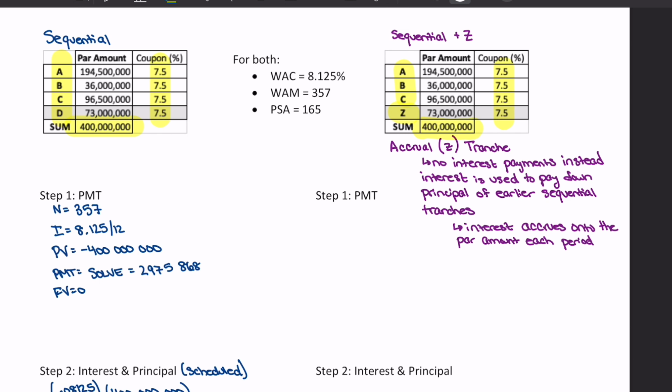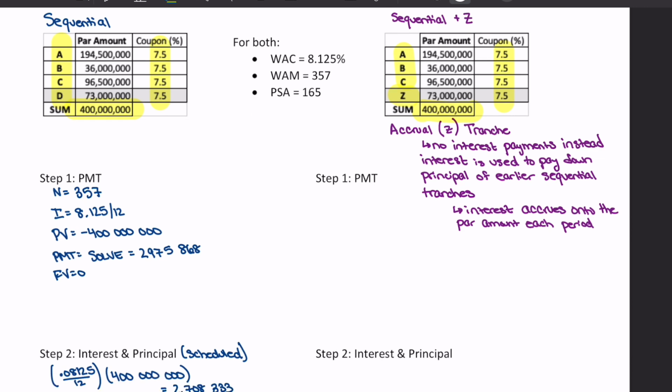And the quick note I have below the Z, right? No interest payments. Instead, the interest is used towards paying down the principals of earlier tranches. The interest accrues on that par amount for Z. Now, first up, getting the payment. So if I look at the left side of the screen, my N is 357. My I is based on my weighted average coupon. Starting balance is the $400 million, and I solve for that payment.